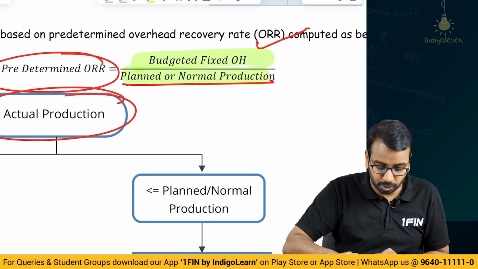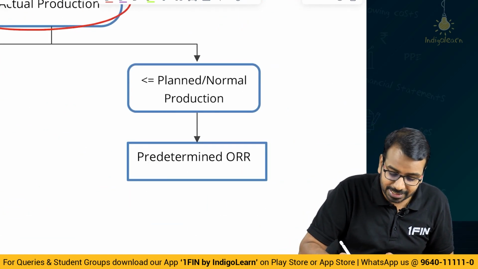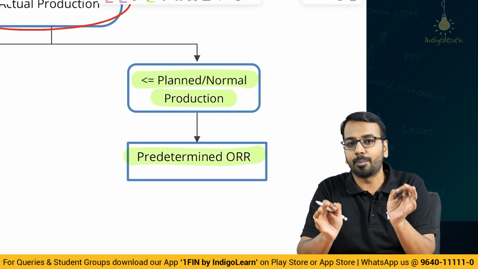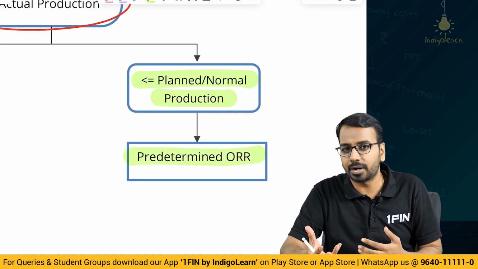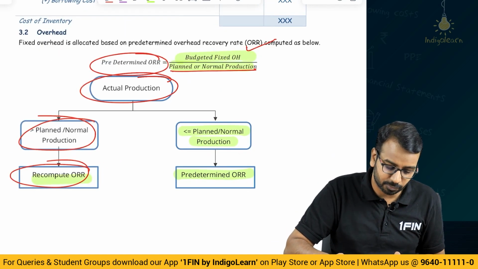But if actual production is more, we will recompute the ORR. If the actual production is less than the normal production, we will use the predetermined ORR. We will not recompute the ORR. Sir, what about the balance overhead which is not absorbed? That will transfer to the P&L. So this is one important thing that you have to keep in mind.